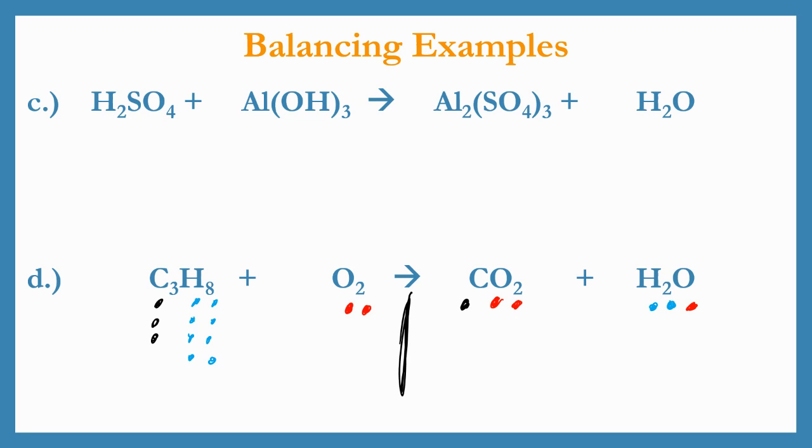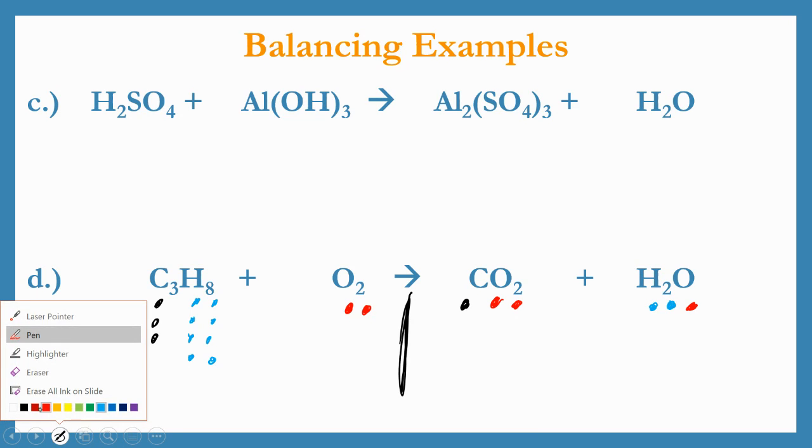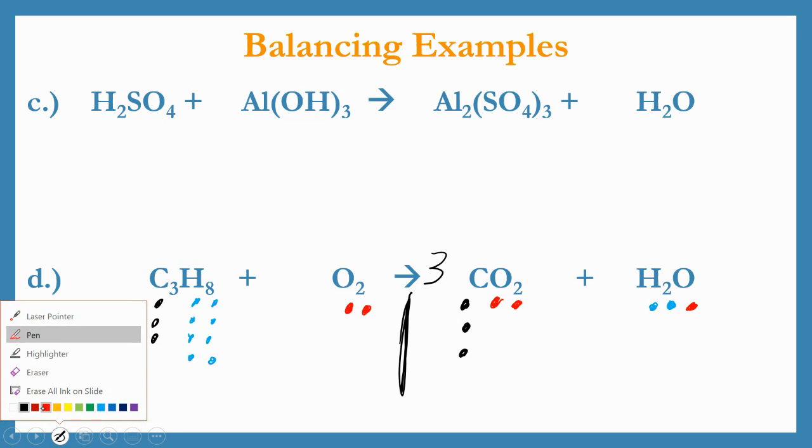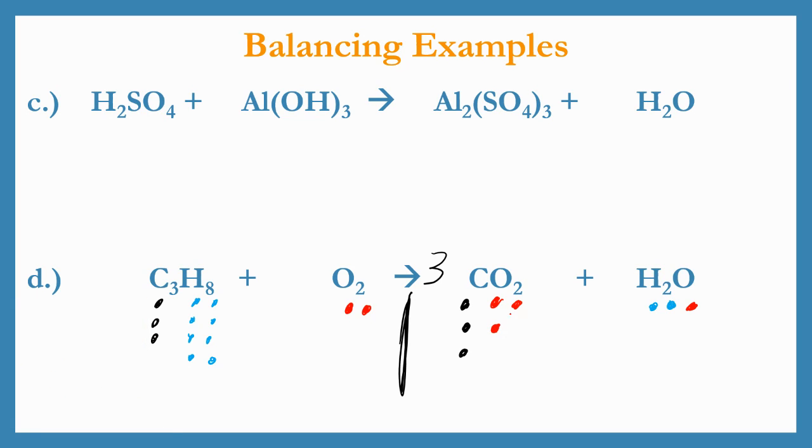So let's start with the C3, right? There's 3 here. They all got to go there. So let's multiply the carbon dioxide by 3, because that'll give me the 3 carbons I need. And along with them, it's going to give me a total of 3 times 2, 6 oxygens. So I now have 6 oxygens on this side, and they all came from here.